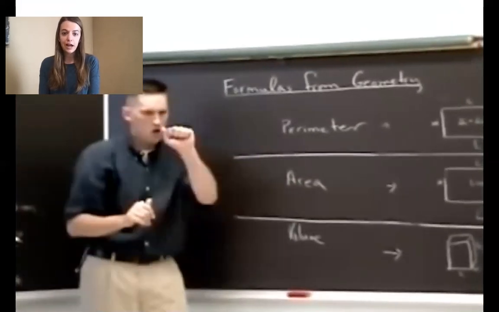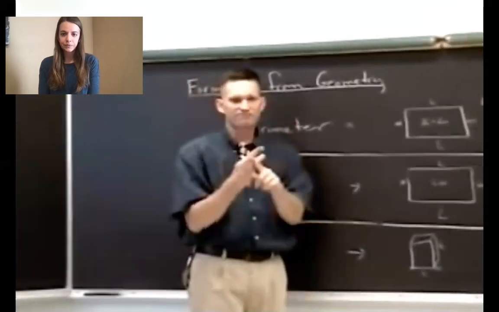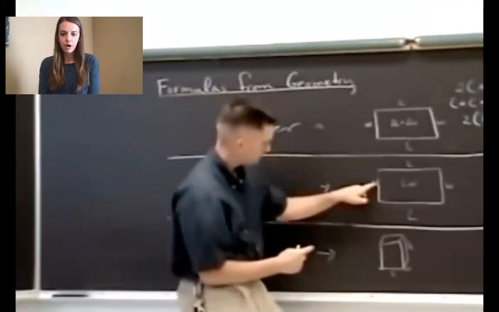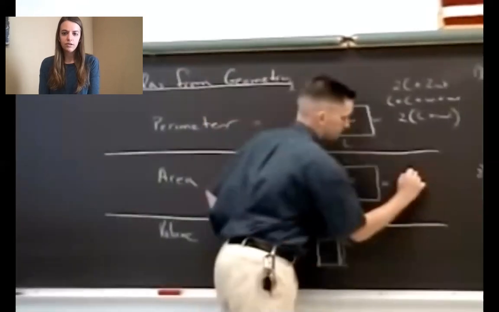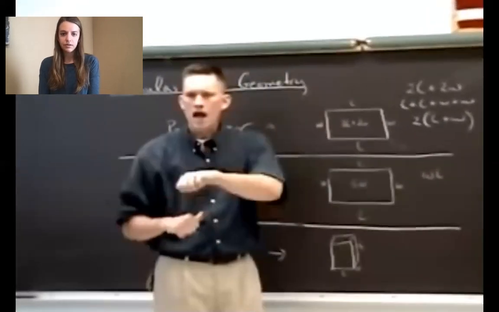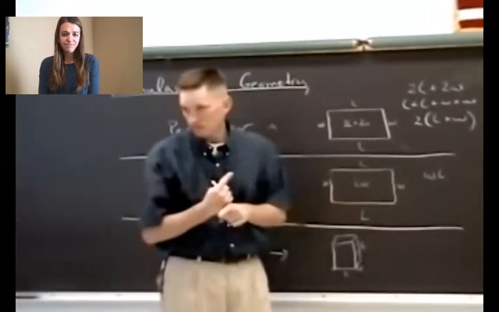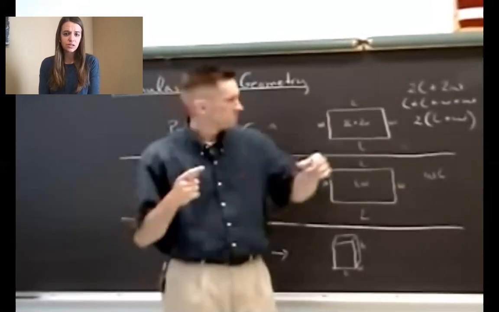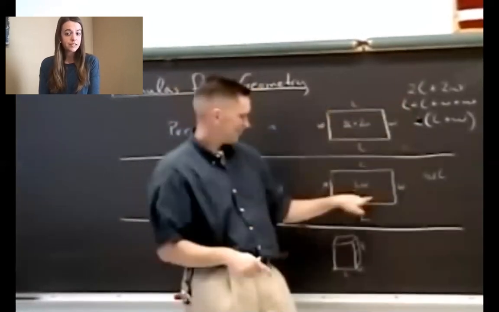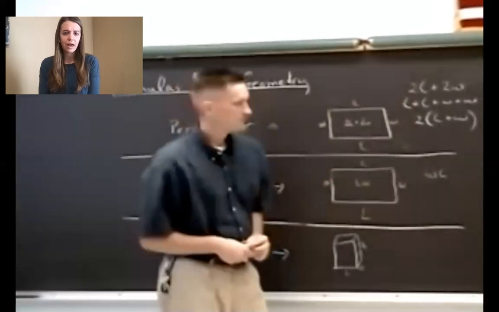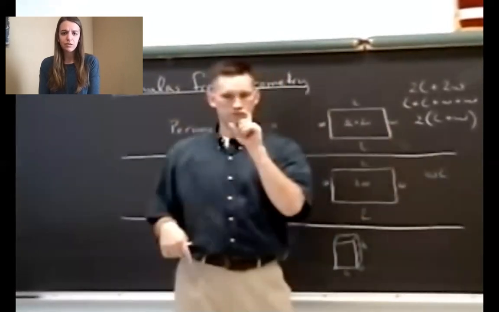Now moving on to area. You're gonna need multiplication for this. Width times length. Are there any other ways? No, this is really the only way we can do this. So there are 3 ways for perimeter, but for area, there's just one way. You just gotta multiply the length and the width.